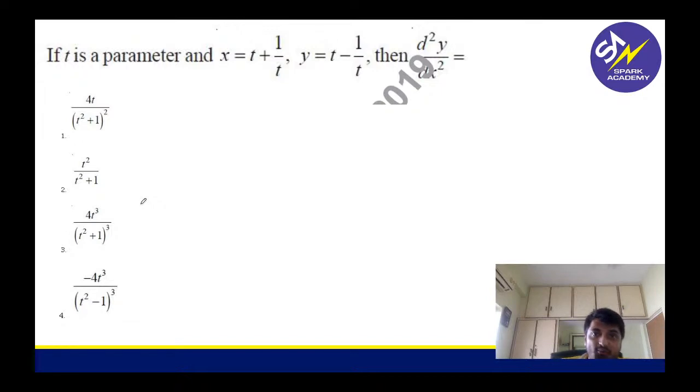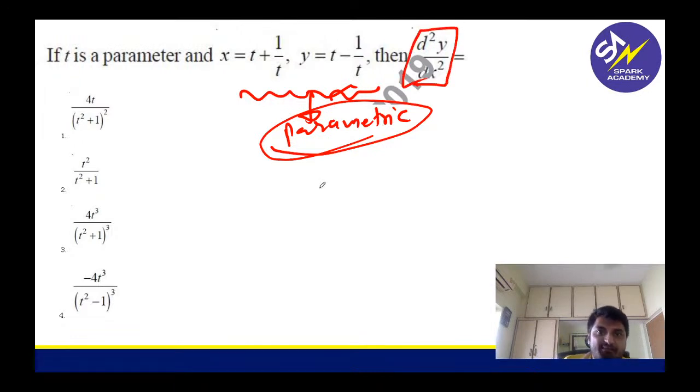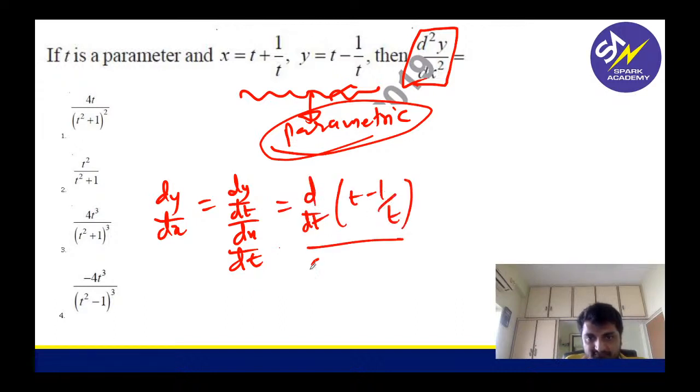Now this one, guys, I don't know what happened to this examiner. He has a favoritism towards parametric form. Are you seeing geometry also in parametric form? Geometry also parametric form. Differentiation also parametric form. But here you have to be careful. They have asked d square y by dx square. So how do you write dy by dx? You can write it as dy by dt divided by dx by dt. Is that correct? So how do you write dy by dt? d by dt of t minus 1 by t. dx by dt is d by dt of.